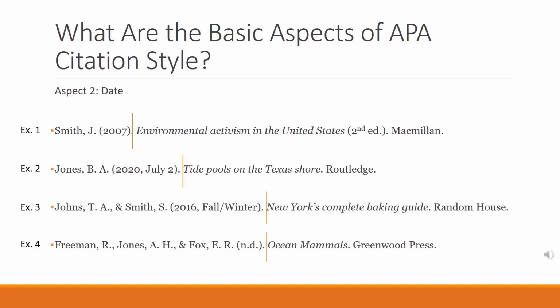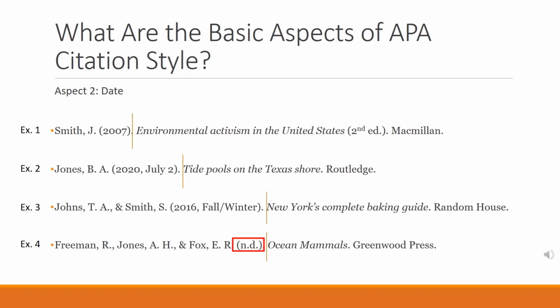According to page 289 of the APA Publication Manual, the date will be represented in parentheses and followed by a period or full stop. Although usually just a publication year, as in example 1, 2007, the year may also be followed by a comma to include a specific month and day, as in example 2, 2020, July 2nd, or as a season in example 3, 2016, fall/winter. If no date is found on the work, express that, as in example 4, n.d. with periods.